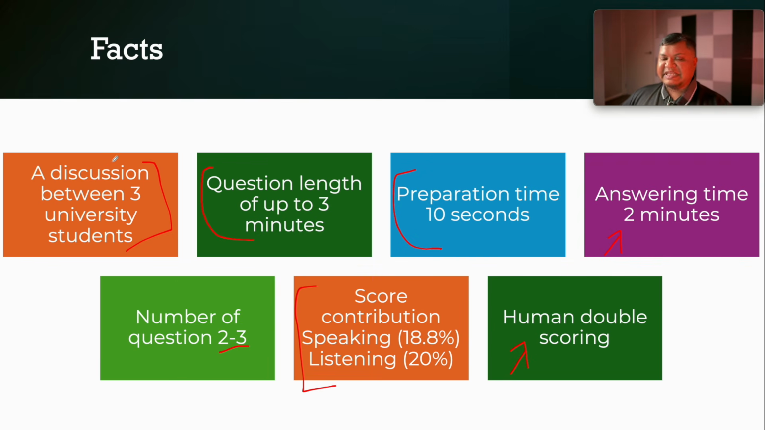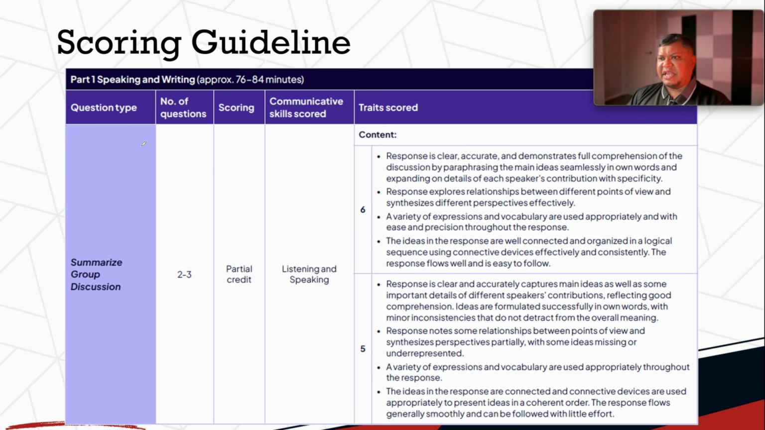One thing that is missing here is that out of the 3 people in the discussion, there will always be 2 males and 1 female, or 2 females and 1 male. It will never be all 3 male or all 3 female. Now let's go to the marking criteria.